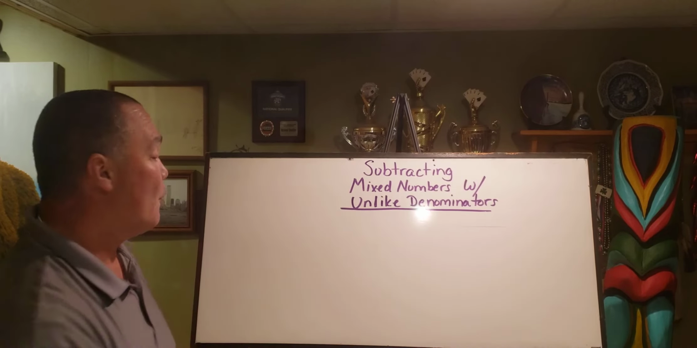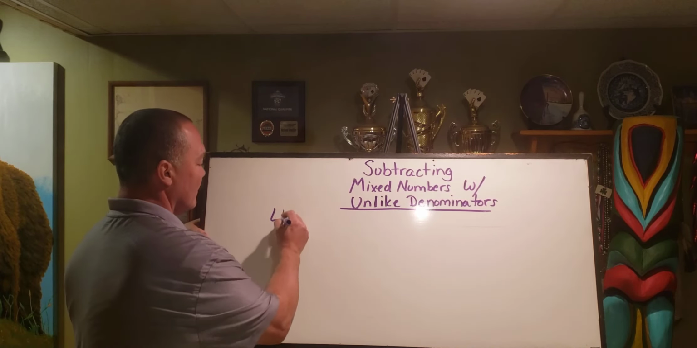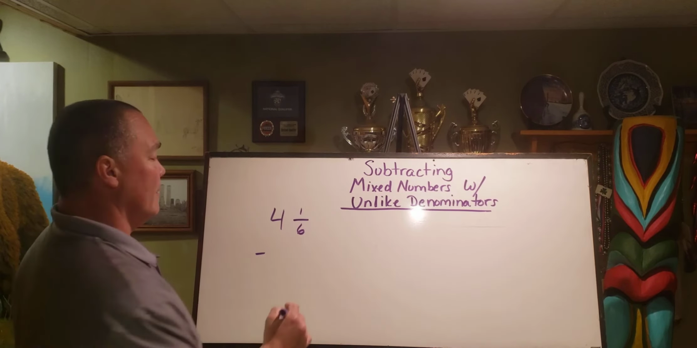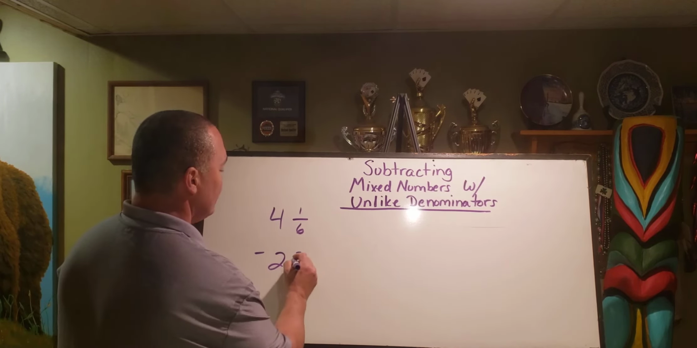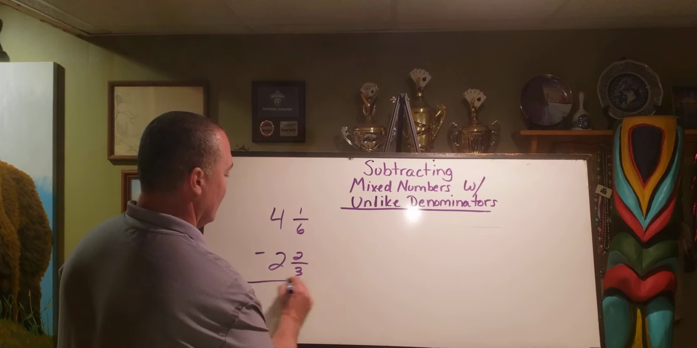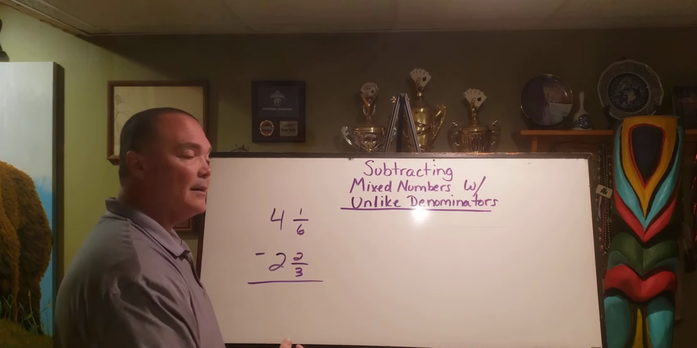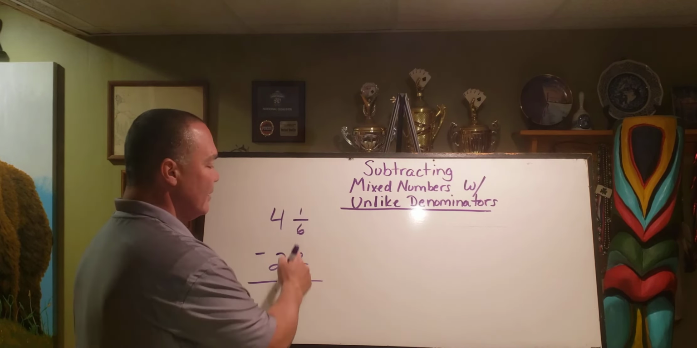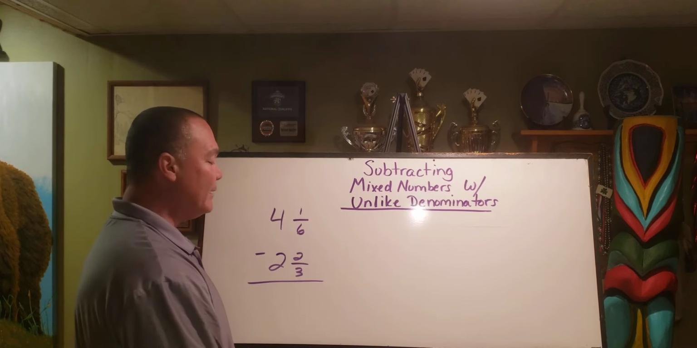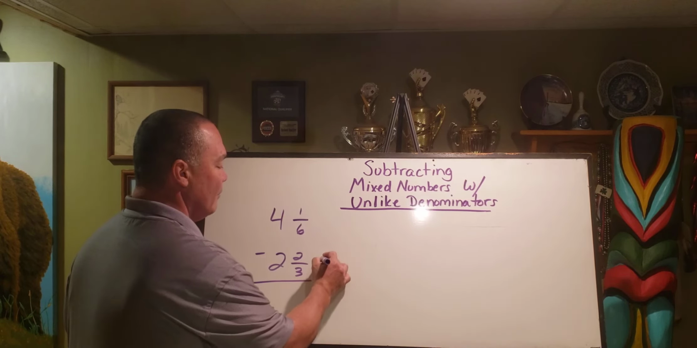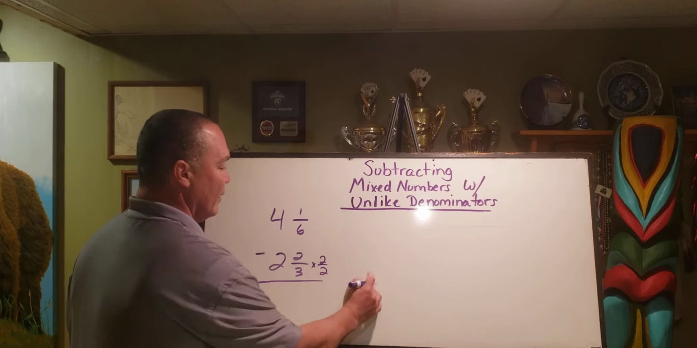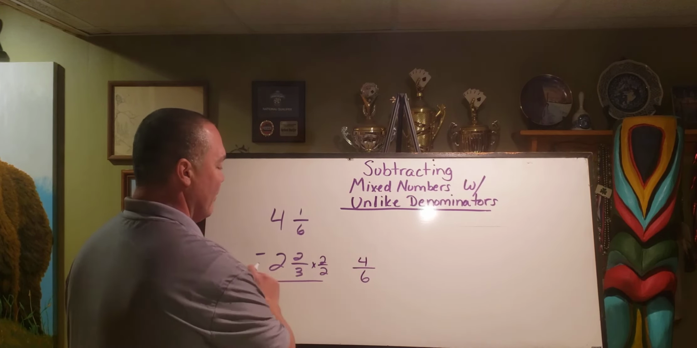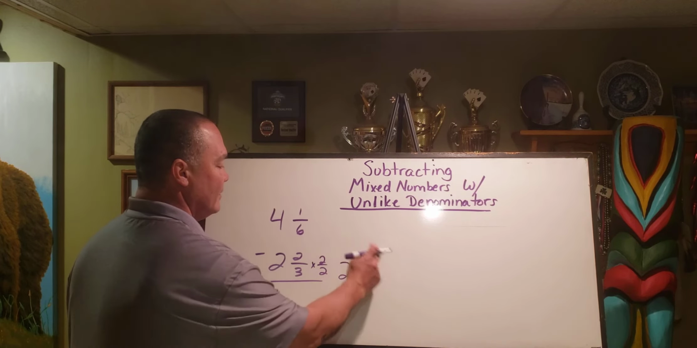So one more example. We'll do 4 1/6 minus 2 2/3. So again, we're keeping the numbers basic, but we understand I have to multiply by a form of a whole. So in this case, 6 and 3, they are unlike denominators. So I take this, multiply it by 2 over 2, and I'm going to come up with 4 over 6. Bring my whole number over because it's a mixed number.